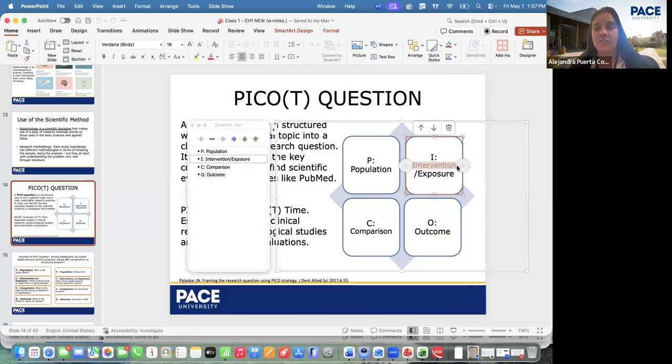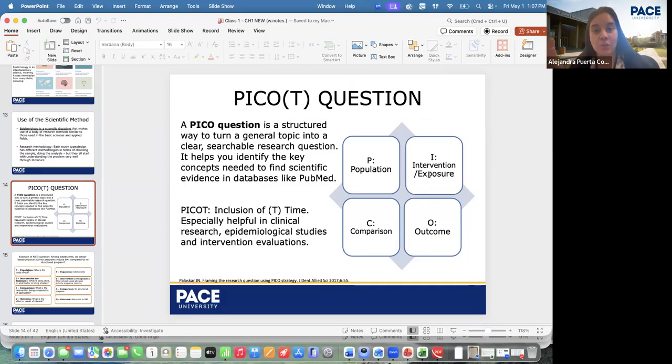Like I said, I is for intervention, but we can use it as exposure for the types of studies that we are doing, except when we're doing, for example, an experimental study, which would be, of course, an intervention indeed, right? And then knowing that to the PICO question, you can add the T for time, and that will be especially helpful in clinical research, right?